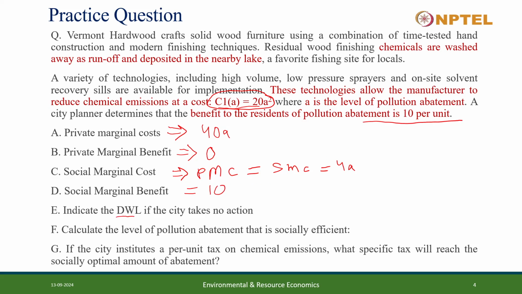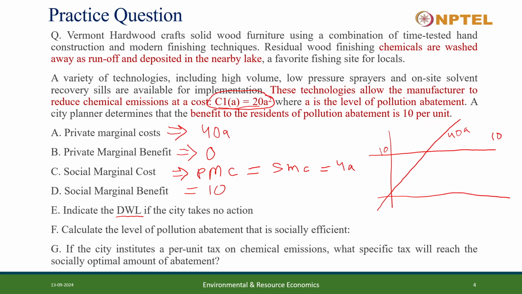Then we are asked to represent the dead weight loss. Dead weight loss is represented by the loss the society will incur if the pollution abatement is not done. The social marginal benefit is given as this line, that is 10, and the private marginal cost is 40A. So the slope will be 40. This line will be the 40A line, right? Then we get the area.